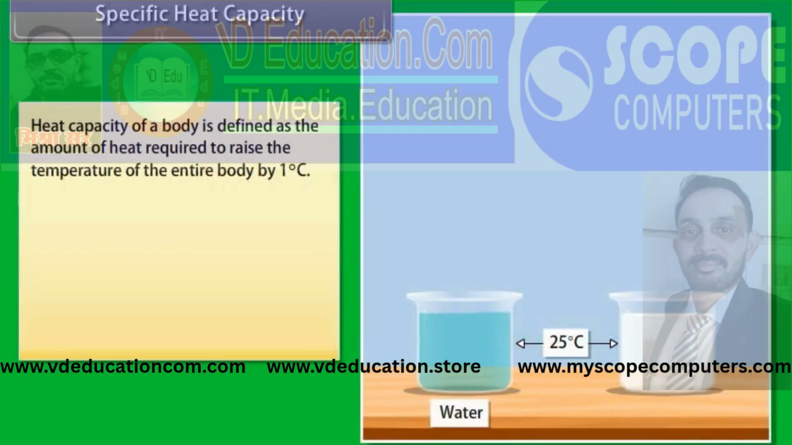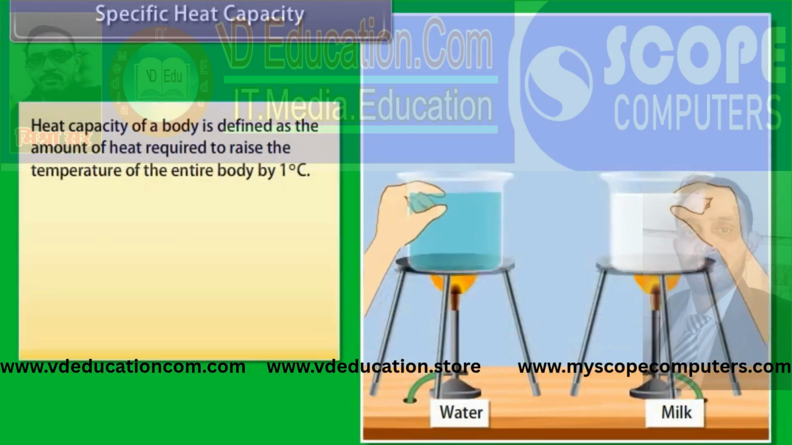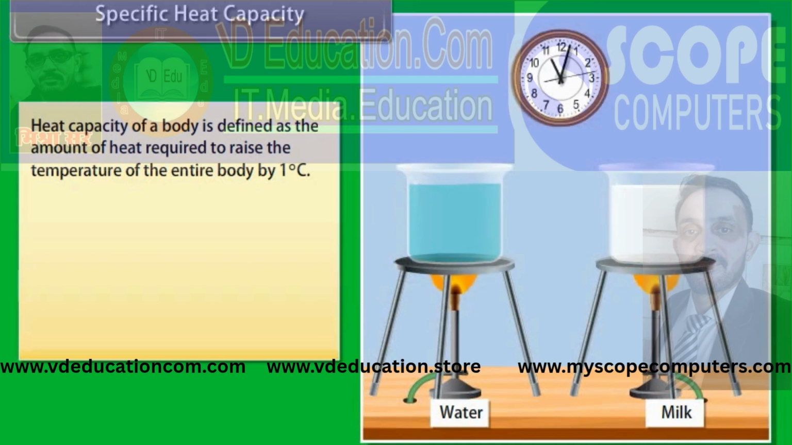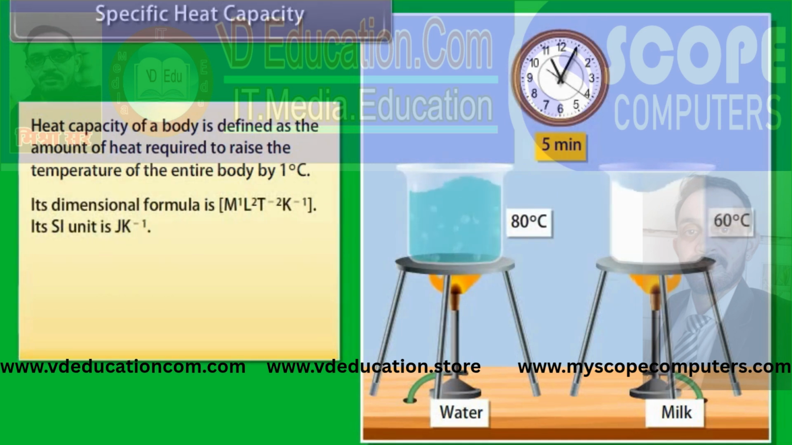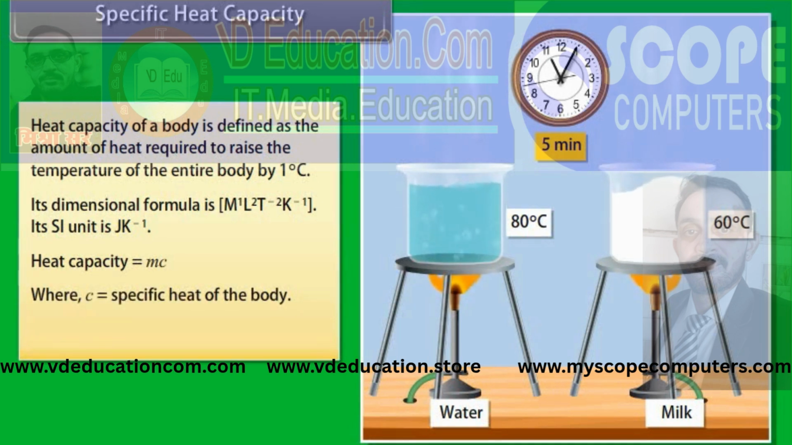Heat capacity of a body is defined as the amount of heat required to raise the temperature of the entire body by 1 degree Celsius. Its dimensional formula is M L squared T to the power minus 2 K to the power minus 1. Its SI unit is joule per Kelvin. Heat capacity is equal to m c, where C is equal to specific heat of the body and m is equal to mass of the body.